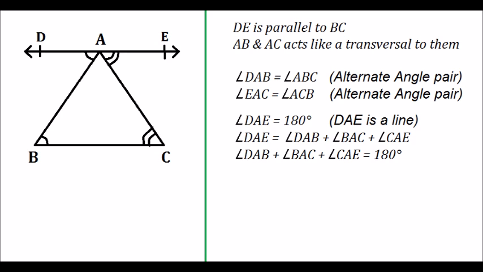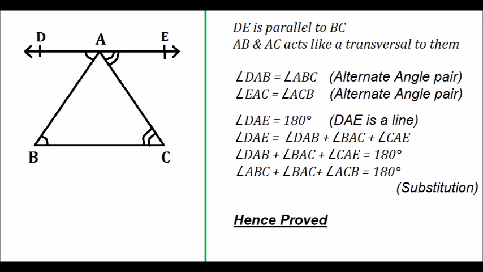Now we can replace angle DAB and angle CAE with angle ABC and angle ACB respectively, as we had earlier seen. So it's done. Angle ABC plus angle BAC plus angle ACB is equal to 180 degrees. They are all the three angles in the triangle ABC. So we proved the angle sum property of a triangle, and that the sum of all the three angles in any given triangle is 180 degrees.